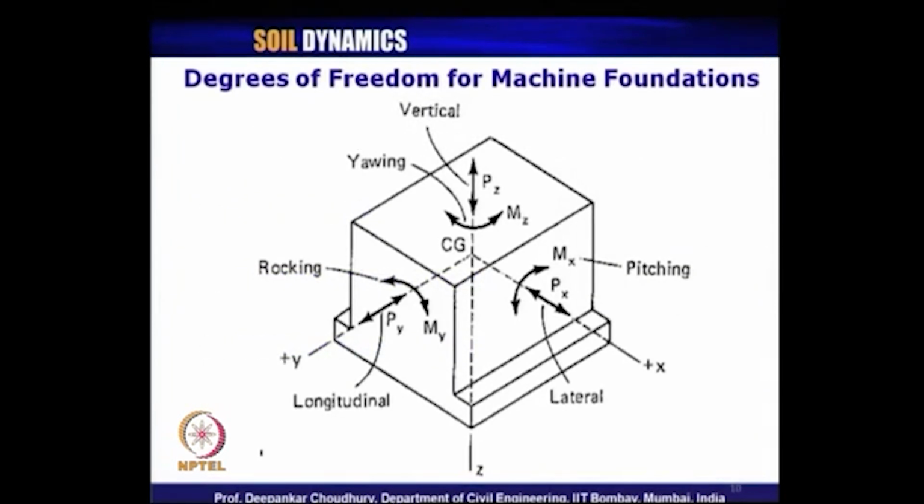Also, we have seen the various degrees of freedom for machine foundations, that is possible directions of movements, like 3 linear and 3 rotational directions of movements or vibrations. We name them as vertical vibration, lateral vibration, and longitudinal vibration. These two are also called sliding mode of vibration or horizontal mode of vibration in x and y direction respectively. Then about the rotational vibration, we have pitching vibration, rocking vibration, and yawing vibration.